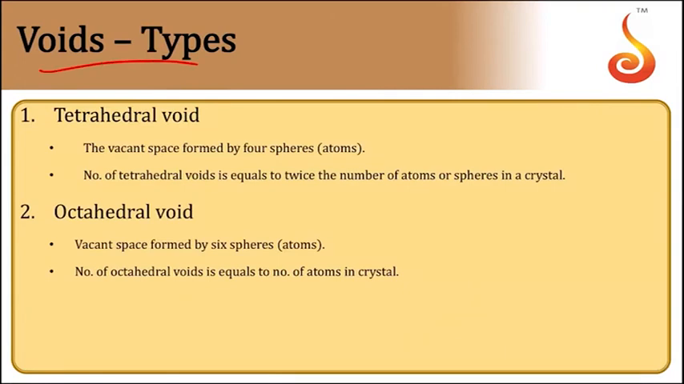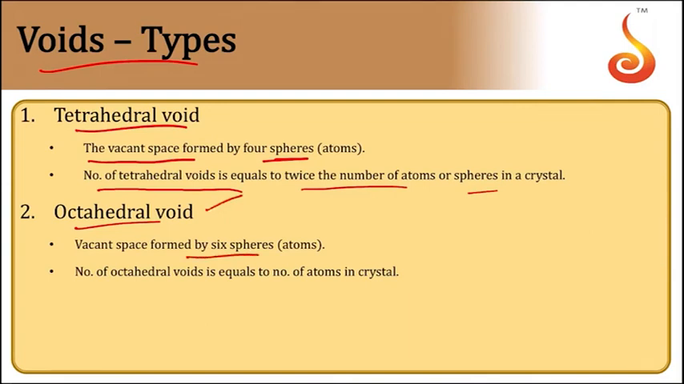2 types of voids we come across here, tetrahedral void and octahedral void. Tetrahedral void is the vacant space formed by 4 spheres itself is called tetrahedral void, and number of tetrahedral voids will be equal to twice the number of atoms or spheres in the crystal. Octahedral void means the vacant space formed by 6 spheres is called octahedral void. Number of octahedral voids is equal to number of atoms in the crystal.